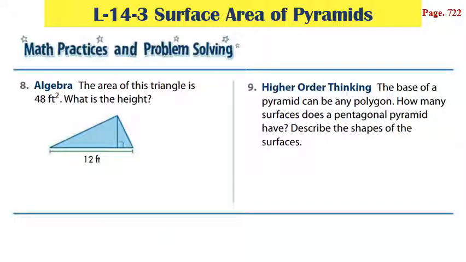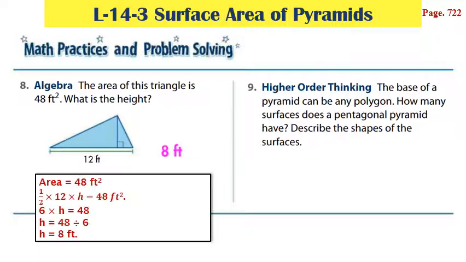Alright. Let's solve question number 8 now. The area of this triangle is 48 square feet. What is the height? Repeat. The area of this triangle is 48 square feet. What is the height? Very good. 1/2 times 12 times h equals 48 square feet. 6 times h equals 48. h equals 48 divided by 6. h equals 8 feet. Very good.